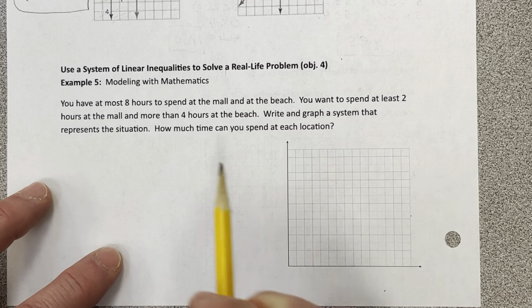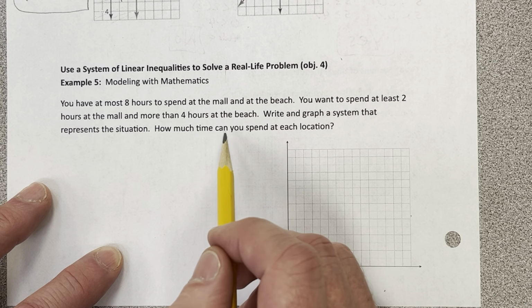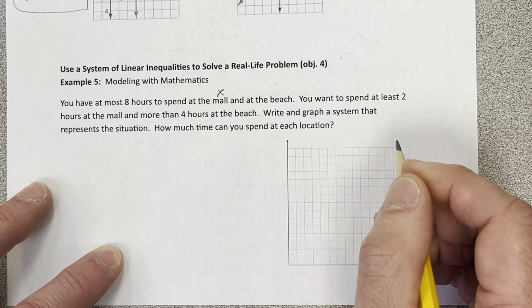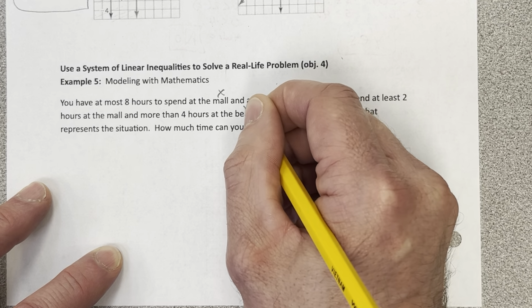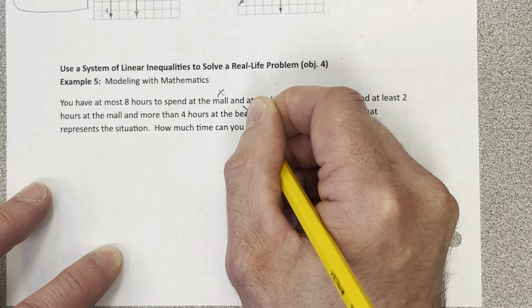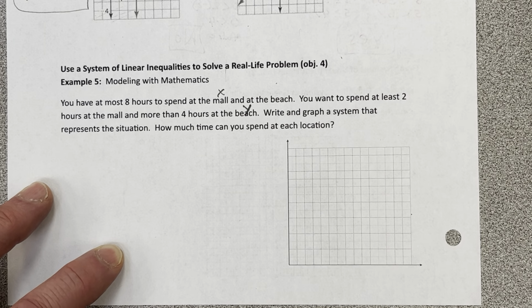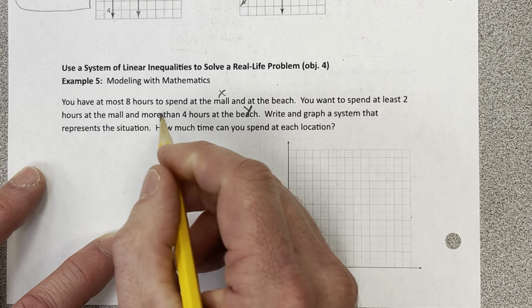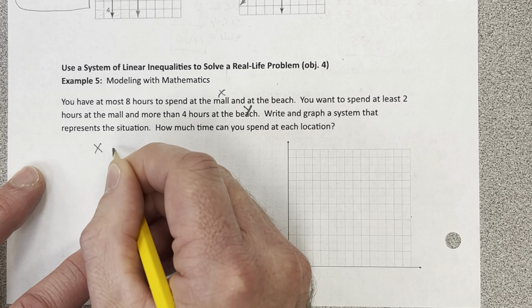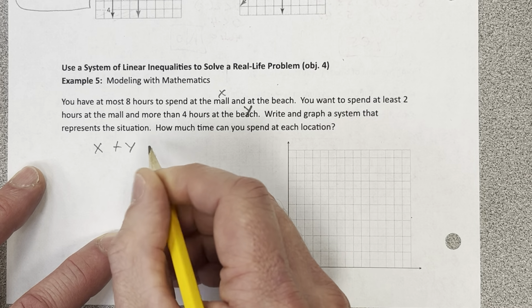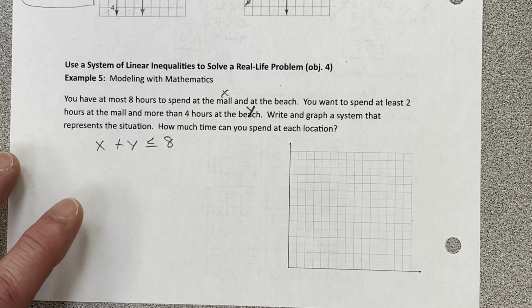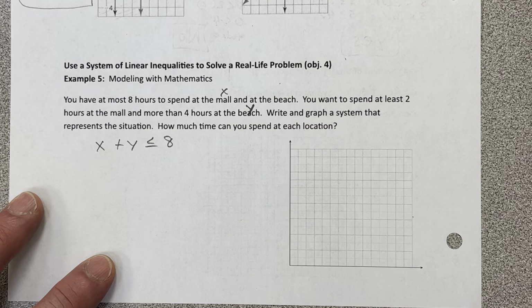But first things first, we've got two equations here. We're trying to know how much time we spend at the mall and how much time we spend at the beach. So I'm going to make y the time at the beach, x the time at the mall. And it says right here that time at both of them needs to be at most 8 hours. So less than or equal to 8 hours. You only have 8 hours to go to both.